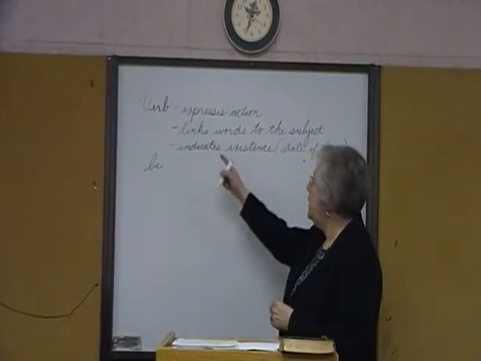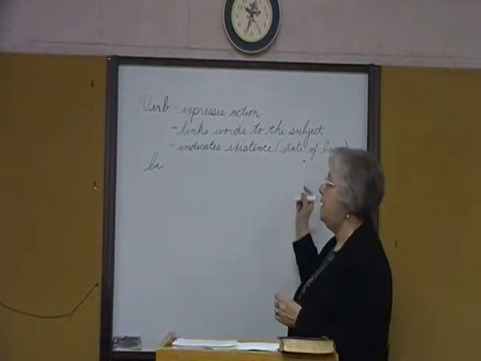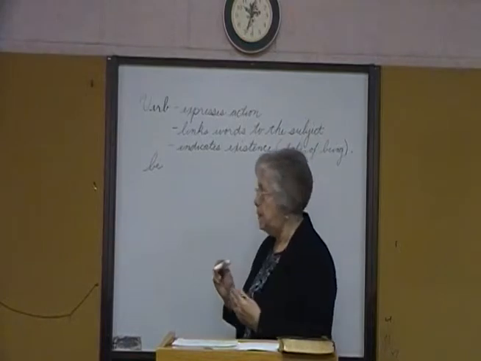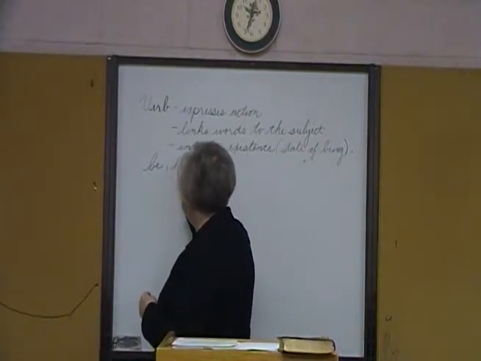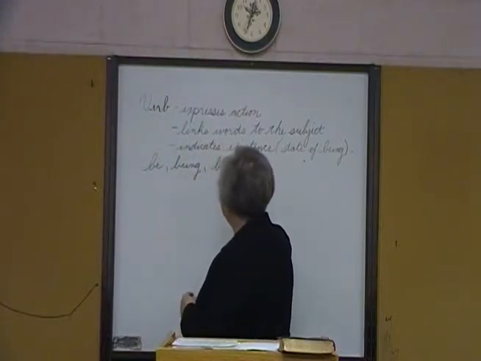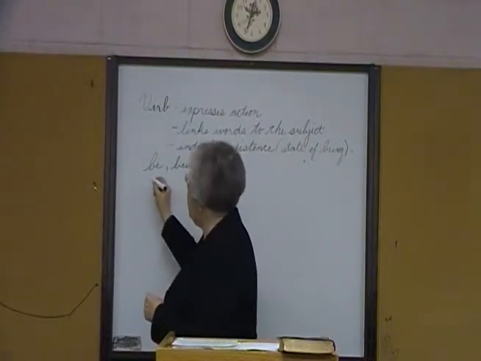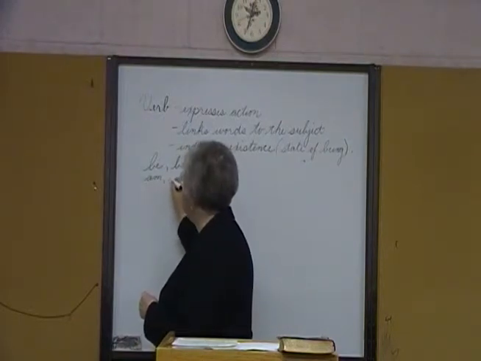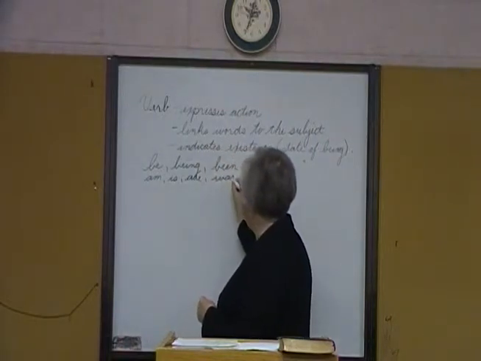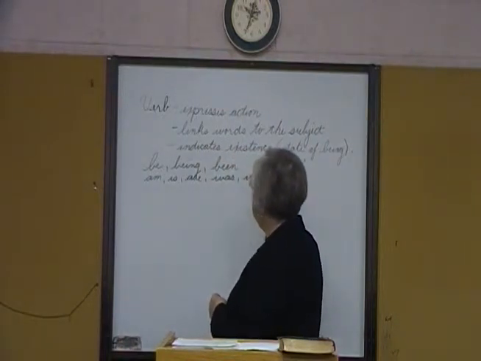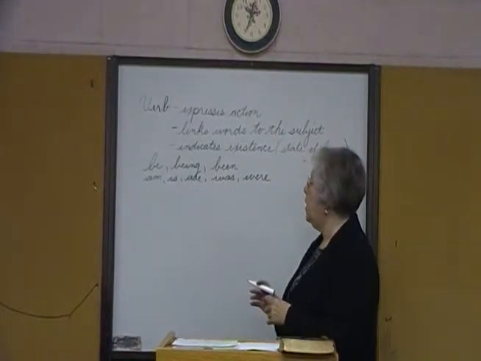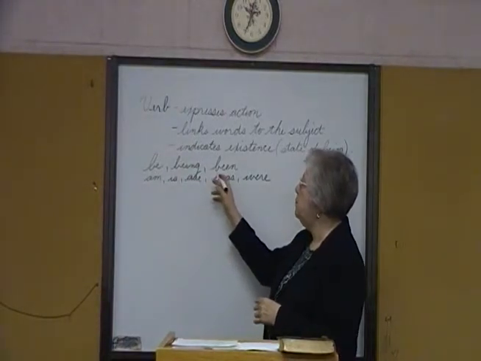Be is a verb, and it links and also indicates existence. Let's take a look at the many forms of be. We have be, being, been. Also we have am, is, are, was, and were. So, those are the forms of be: am, is, are, was, were, be, being, been.